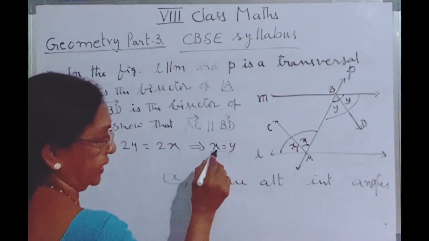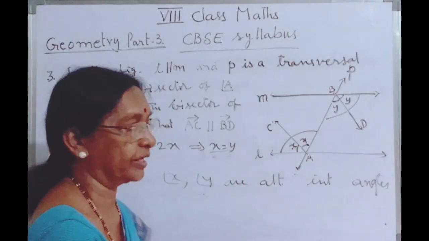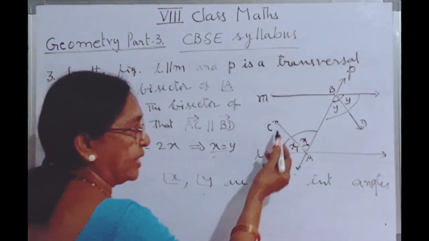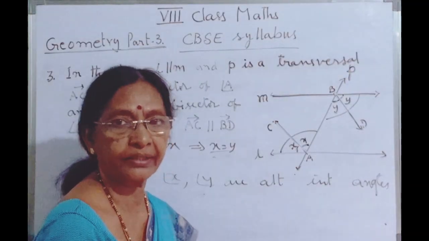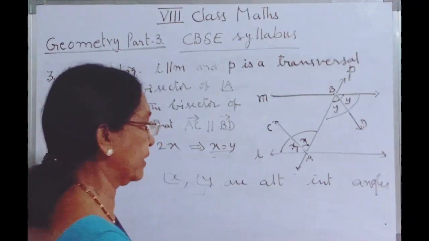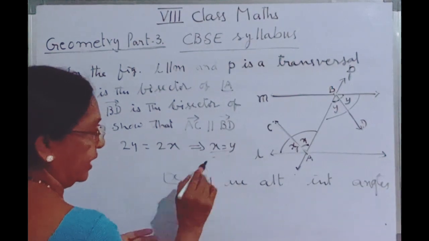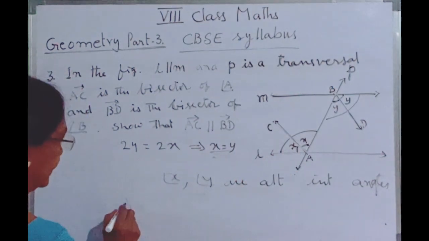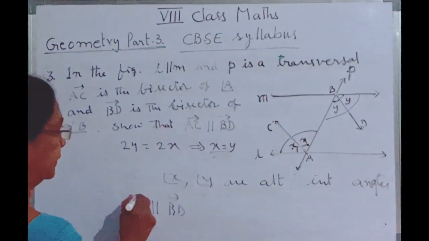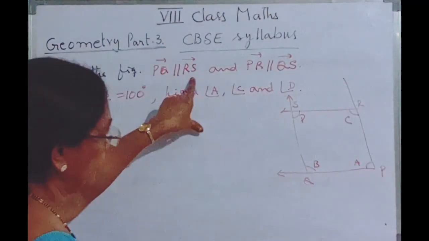But we have proved that x is equal to y. Therefore, alternate interior angles are equal. Therefore, these lines AC and BD are parallel to each other. If alternate interior angles are equal, the two lines are parallel to each other. Here the alternate interior angles are equal. Angle x is equal to angle y. Therefore AC is parallel to BD. Proved.